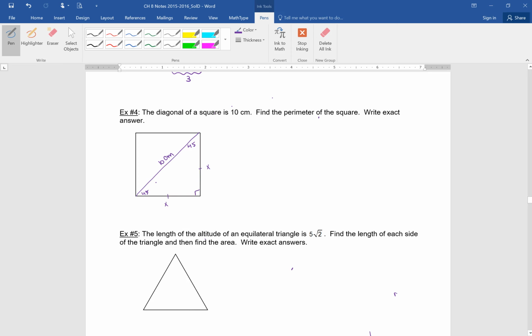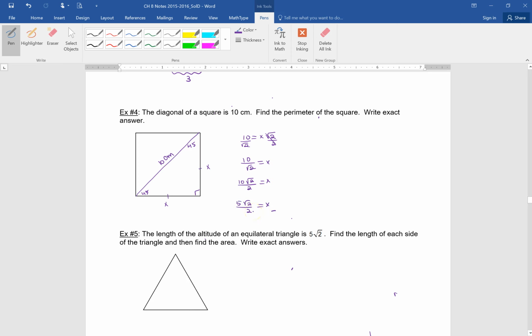Okay? So 10 is equal to x radical 2. That means I divide by radical 2, I divide by radical 2. 10 over radical 2 is equal to x. So x is equal to 10 radical 2 over 2. How much is x? 5 radical 2 over 2.